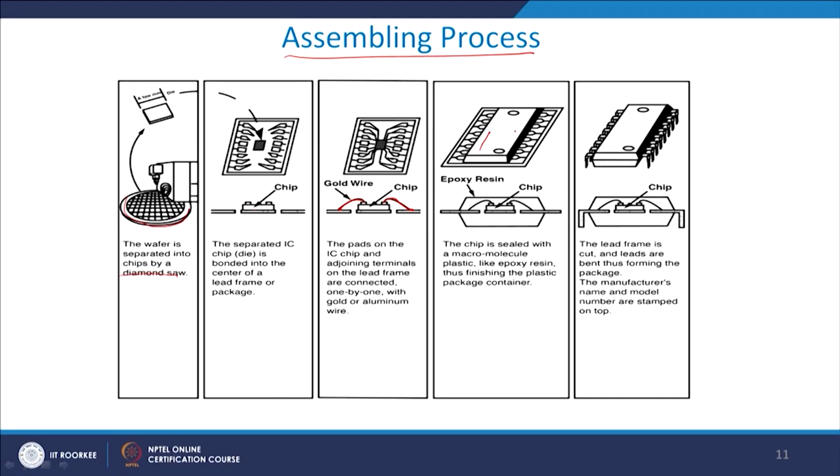It is sealed with a macromolecular plastic like epoxy resin, and this is the plastic container which you can do. So, this is the chip, and then you have the epoxy resin. The epoxy resin is over the whole chip so that it does not get disturbed. The lead frame is then cut and bent. So, what you can do is cut it and then bend it along this direction, and then you can put the name of the firm which has made this, and what type of IC this is, and so on. Its identification mark can be placed here in this case.